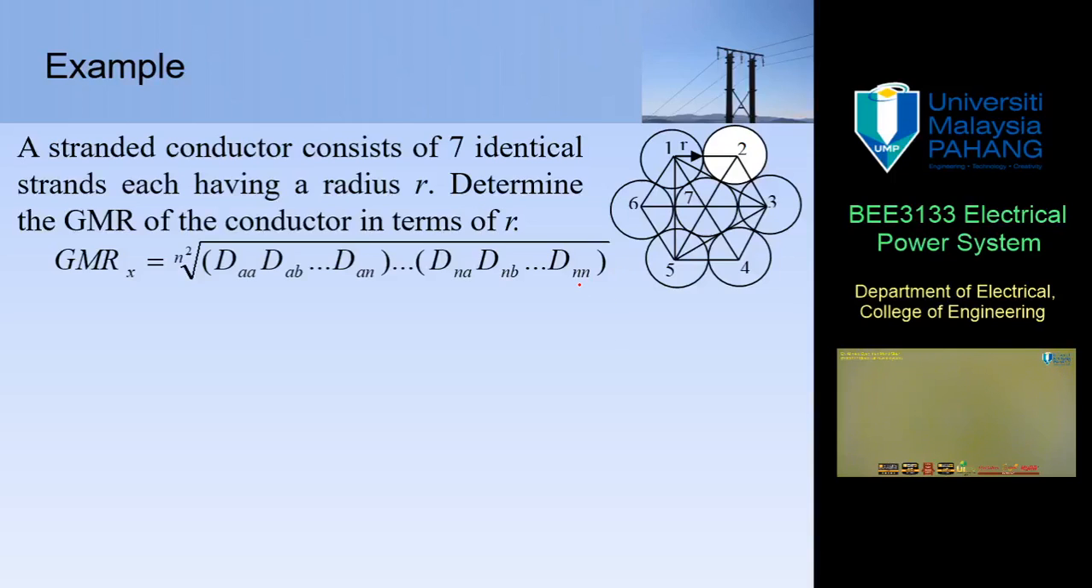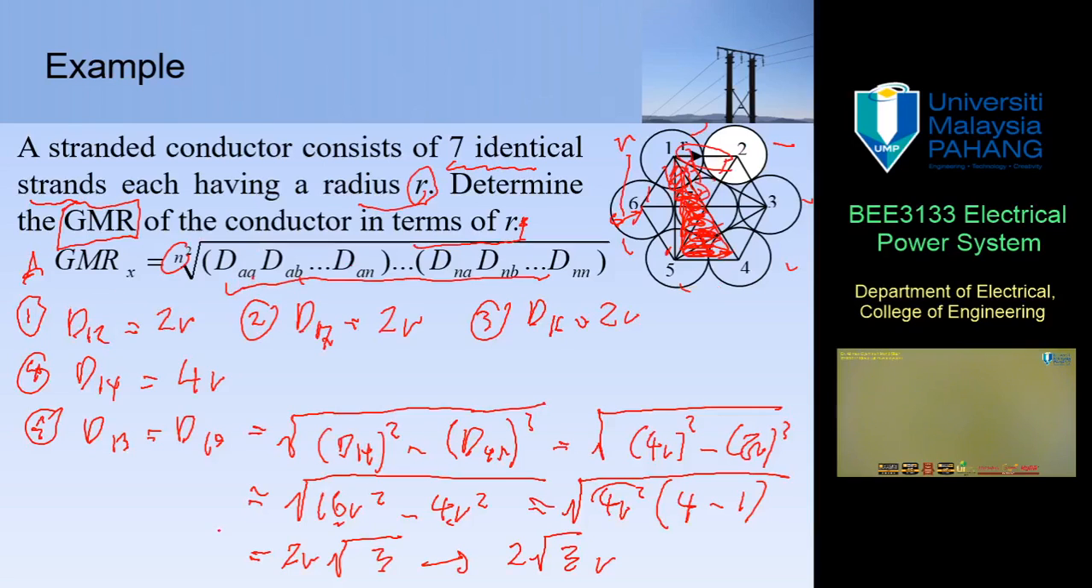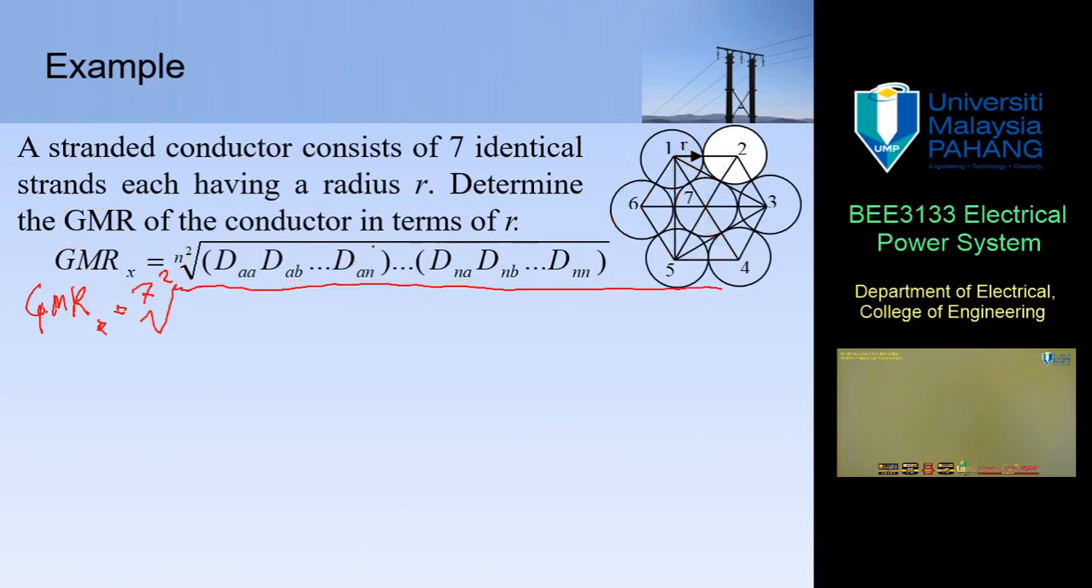So what's next? Since we got already the D12, D13, 14, 16, 17, 15, next is to do the GMR. The number is 7, so 7 with power 2, and the root is coming here. So there will be a very long journey here. The things that we have determined here are for the first strand. This is the first one.